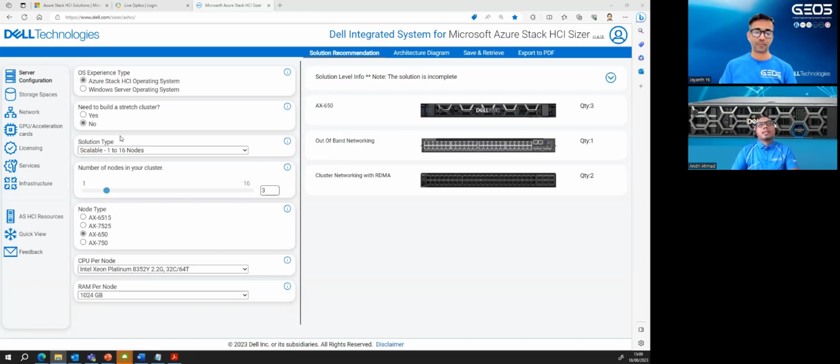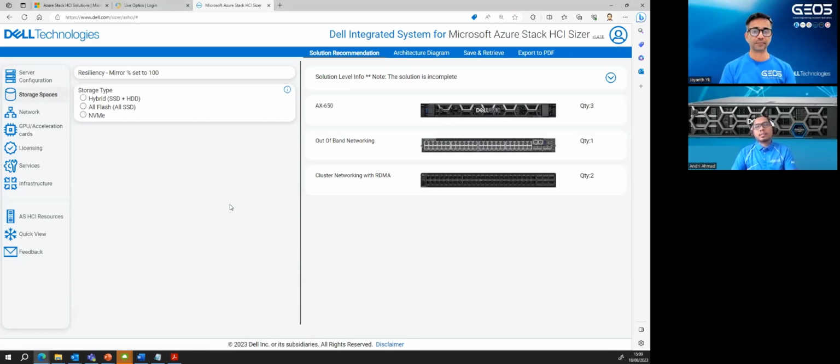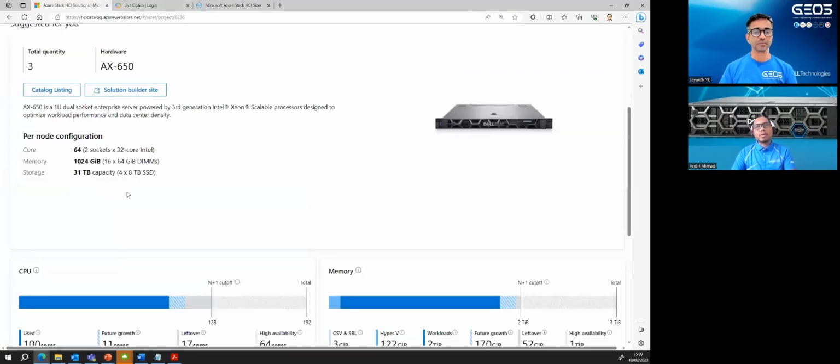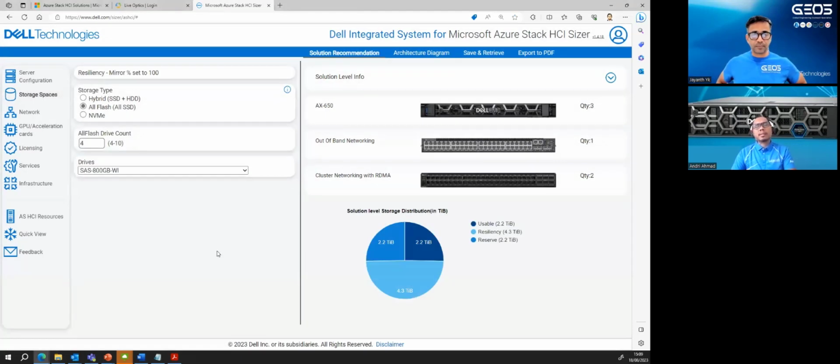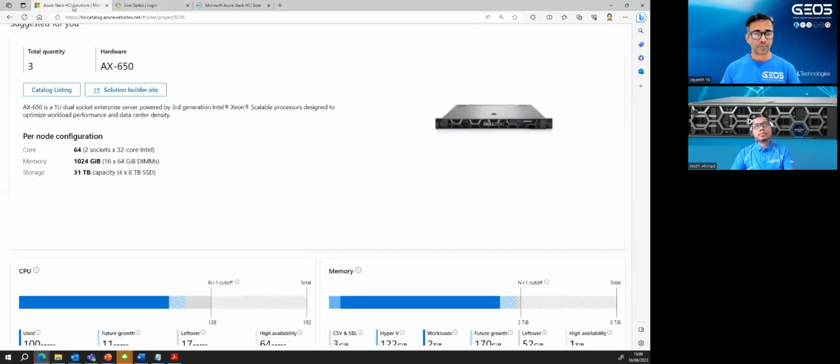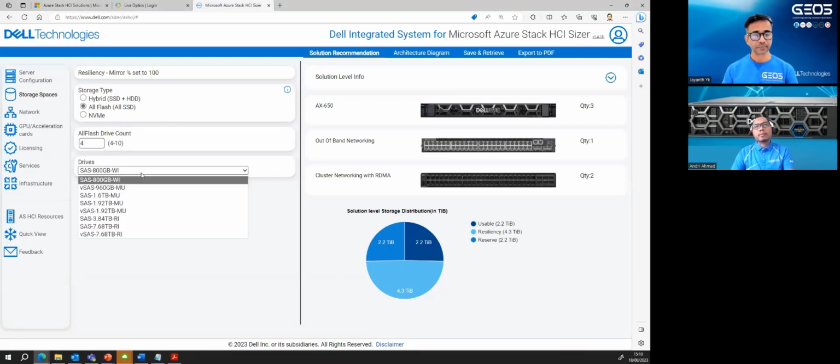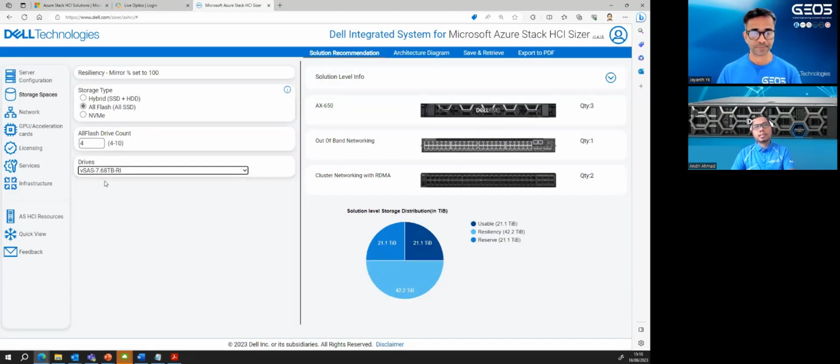Absolutely, yes. Next, we go into the storage spaces. So storage spaces is our S2D configuration. So we have a single tier all flash configuration, right? So we align to that. So we choose all flash here, right? And then how many drives do we have? Let's check. So we have 4 drives, right? And then we have around 8 terabytes. So we can use basically 7.68, so it's rounded to 8.